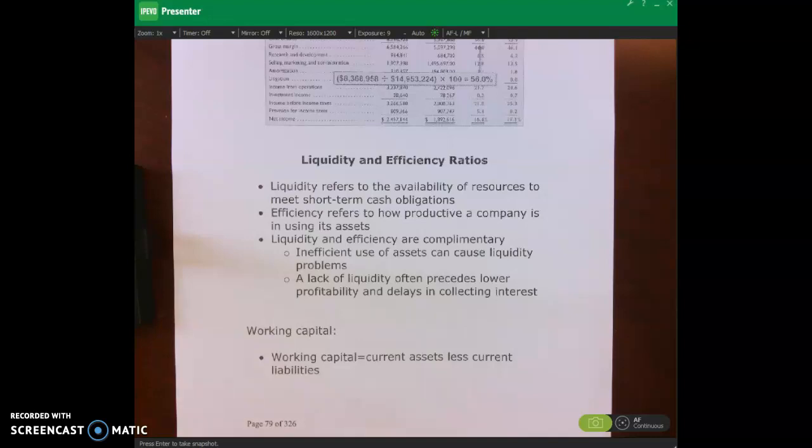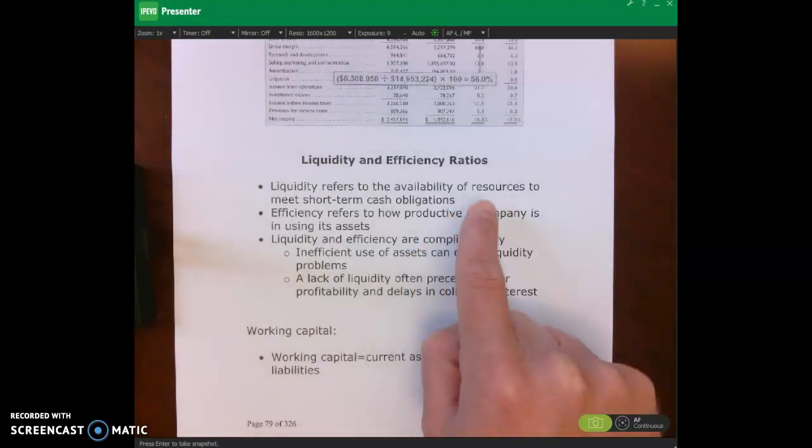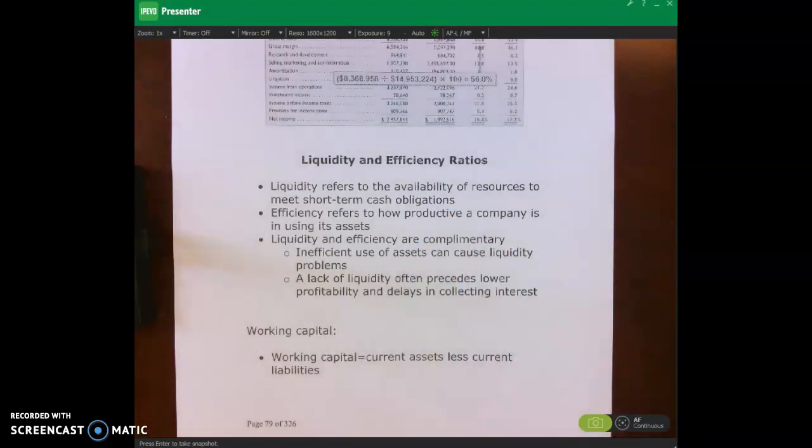Okay, when we talk about efficiency, we're talking about how productive is the company in using its resources? So, for example, how fast do we collect on accounts receivable? That would be an example of an efficiency ratio. Okay, those two are complementary because if you don't use your assets very efficiently, you may not have enough resources to cover your short-term cash obligations, so you might have a liquidity problem.